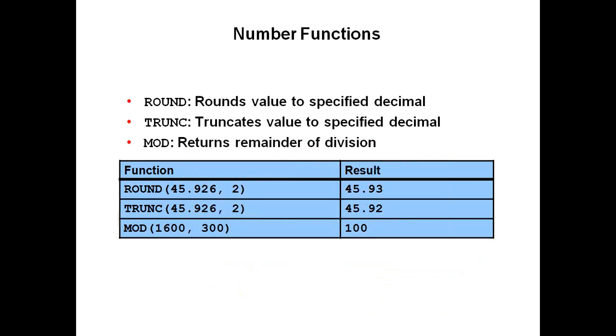Then we have number functions. So we have totally 3 number functions. One is round, then truncate, and then mod. So what is round going to do? As you can see on the screen, the example, round of 45.926. I want to round the figure to 2 decimals. So the value will become 45.93.